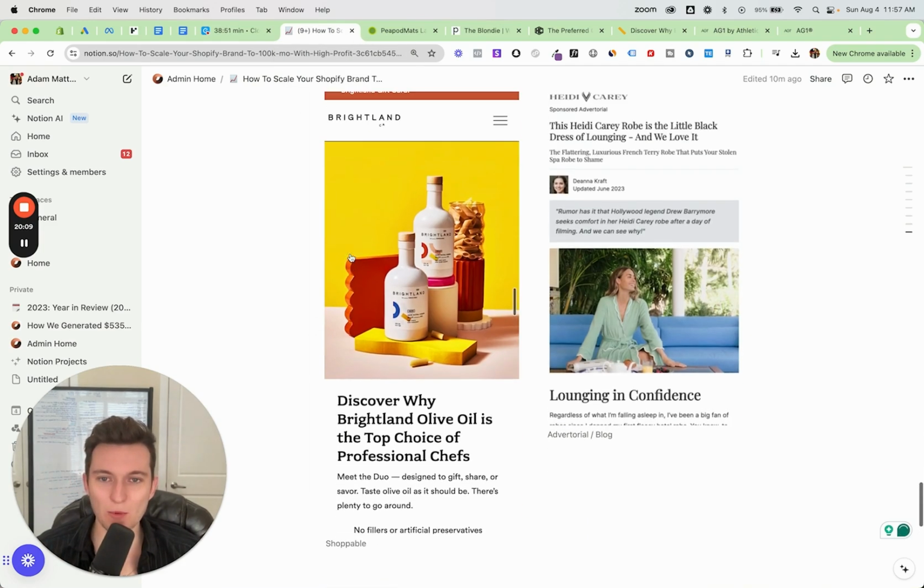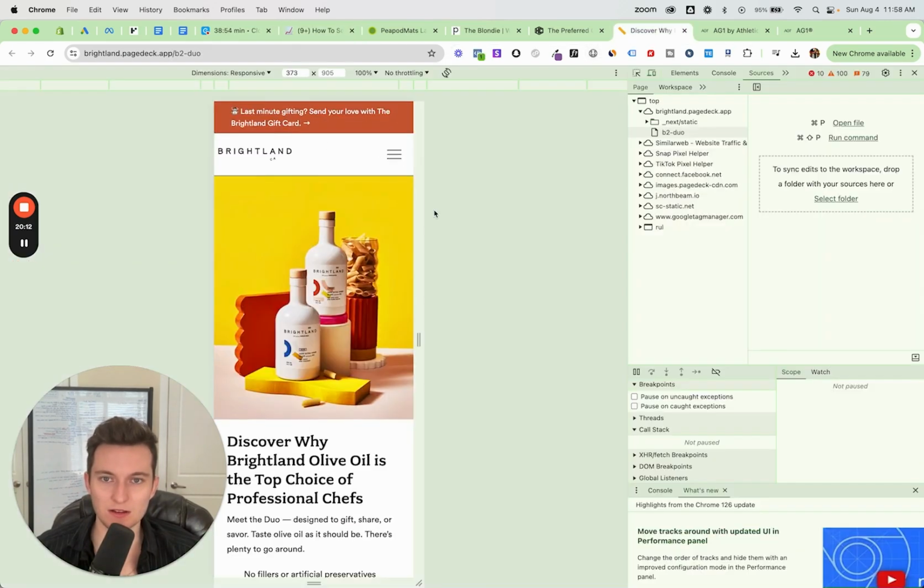Up next is shoppable. You can see this one here from Brightland. They basically look like this.